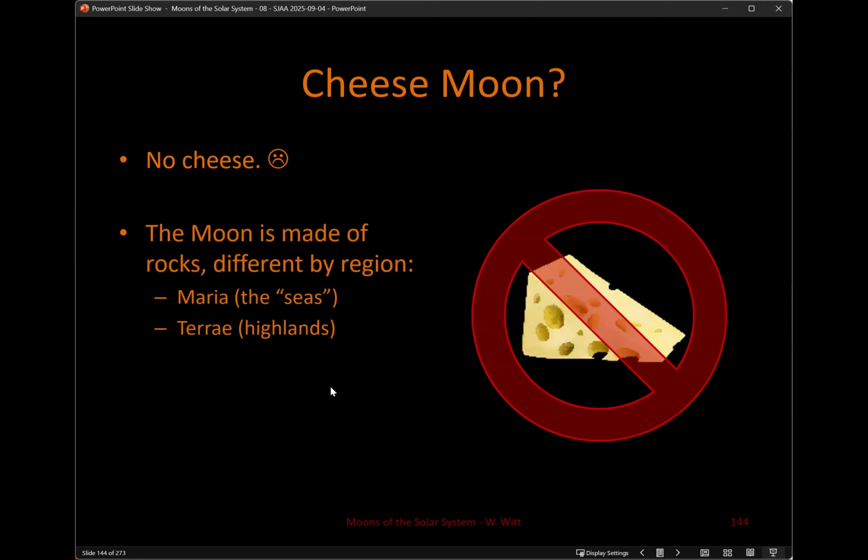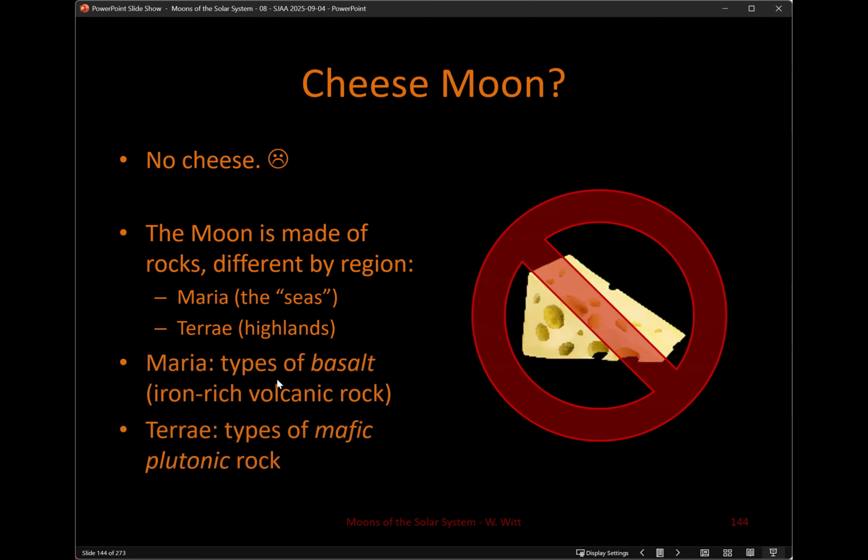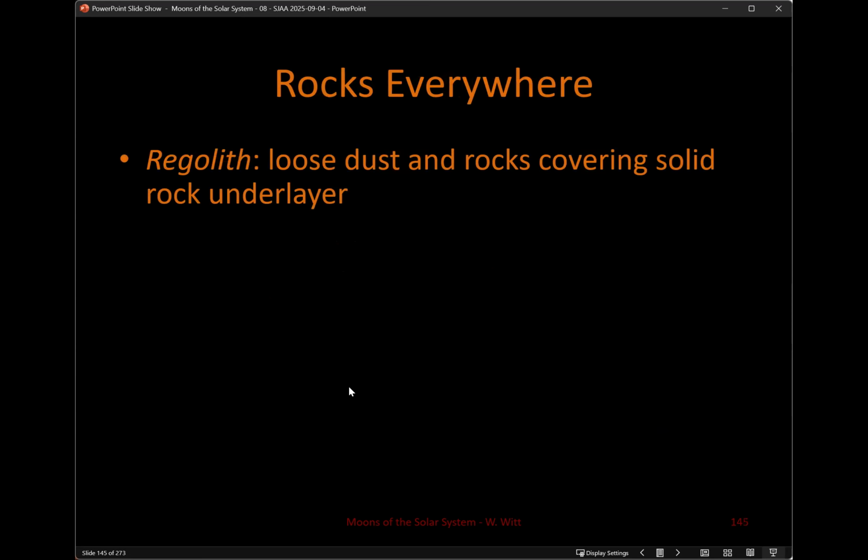The moon is actually made of rocks that are different by region. The Maria and the highlands have different types of rock. Basalt, which is iron-rich volcanic rock, is what you mostly find in the Maria. And then the other parts are, I don't even know how to say this, mafic plutonic. Any geologists in the audience, you can help me later how to pronounce this properly. And when I tried to research this, you can go into a rabbit hole of all kinds of different types of rock. I don't want to bore you with this here, but one term I do want to introduce is regolith, because you hear that a lot, I think, when you hear about the moon.